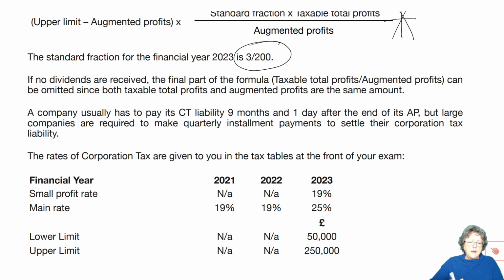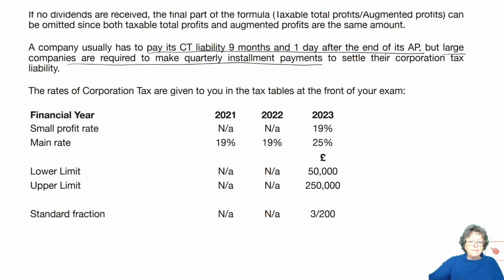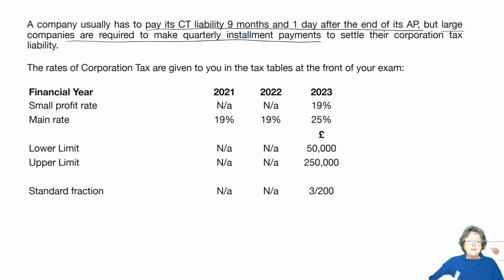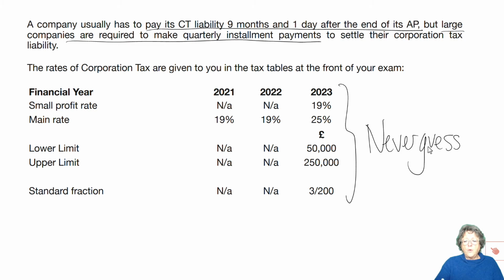Okay. You pay your corporation tax, just an admin bit, 9 months and 1 day after the end of the accounting period. Large companies normally pay quarterly because the government don't want to have to wait. So these are the rates that will be given to you in the exam. Never guess. Okay, always check.